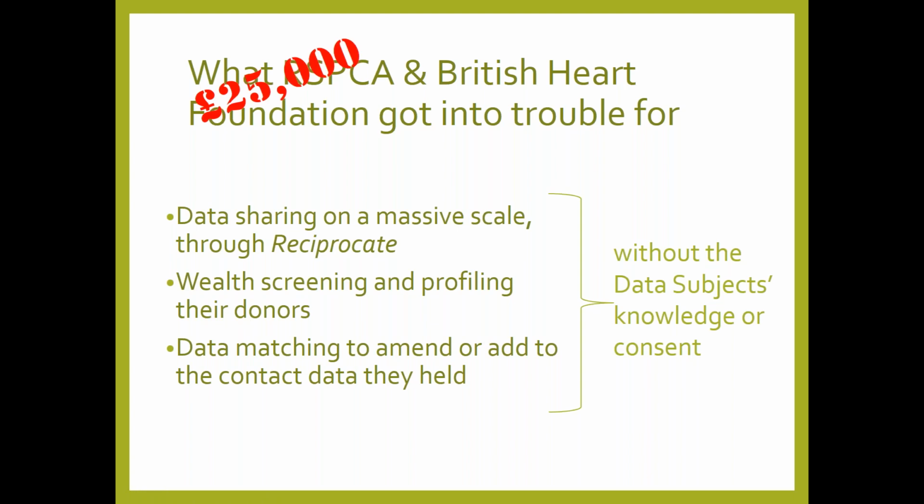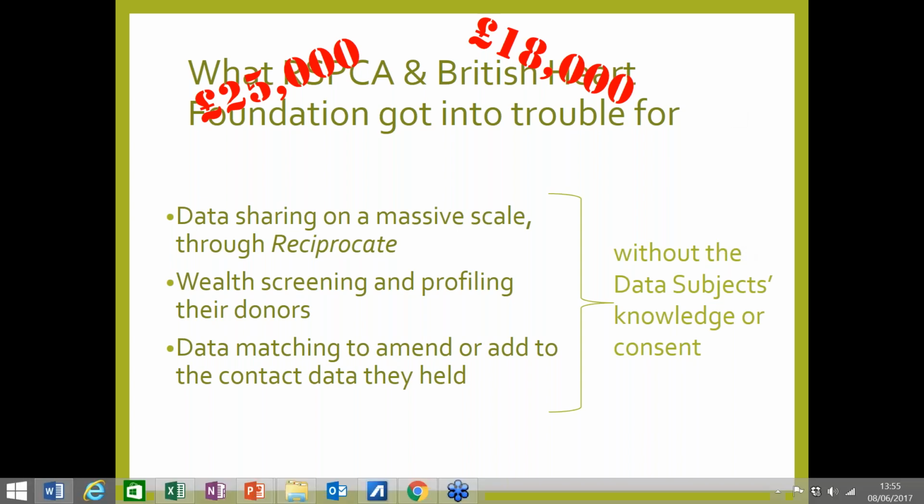Anyway, the RSPCA got done for 25,000 and the British Heart Foundation got done for 18,000. And the Information Commissioner said that it would have been 10 times as much if they hadn't been charities. She was being lenient on them because they were charities, and they hadn't been told beforehand that this was wrong. But now that everybody knows the Information Commissioner thinks it's wrong, you won't get the 90% discount if you get into trouble again.